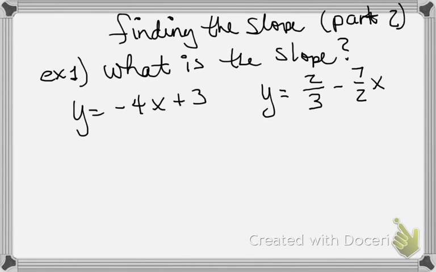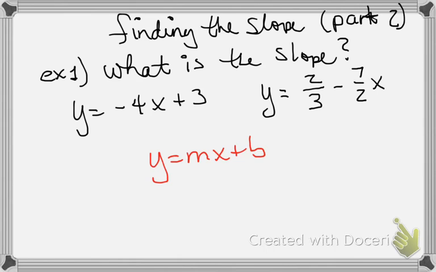Okay, in this video we're going to find the slope again. This is part 2, but this time we're asked to find the slope when we have an equation. This equation is called the slope-intercept form. It is normally written y equals mx plus b. So anything in this form is basically the slope-intercept form.